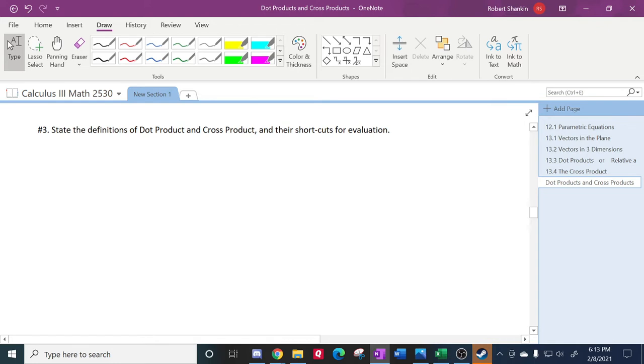Okay. And number 3, state the definitions. Dot product, cross product, and their shortcuts for evaluation. It should go very quickly. I'll only give you a quick minute here.